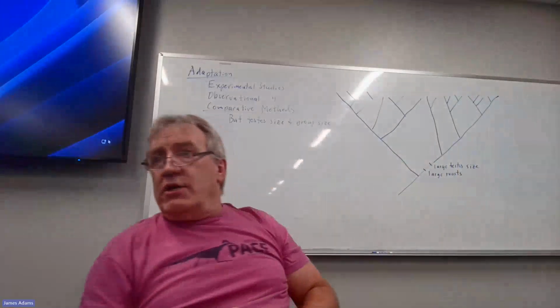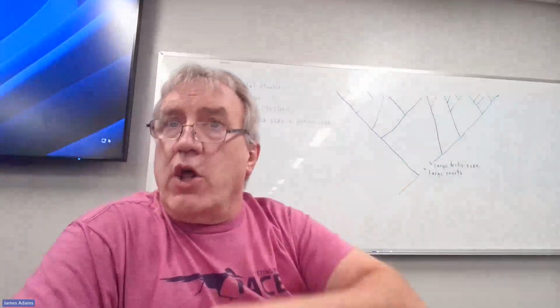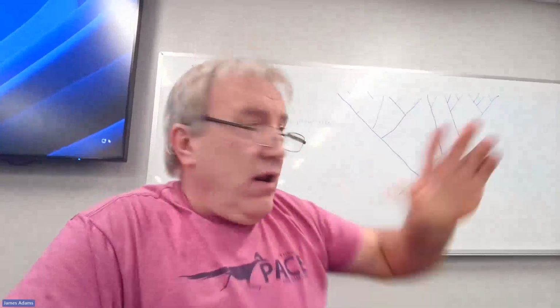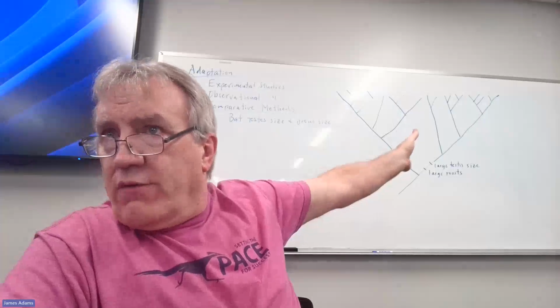Would this be good support for, if that was the only place on the tree where those two traits occurred and all the descendants had them, would this be really good support for the idea that ecologically speaking, large roost size always comes with large testis size? Would this be good support for that? The answer would be no. Why not? Because both happened one time. Okay, sample size of one, not very big.